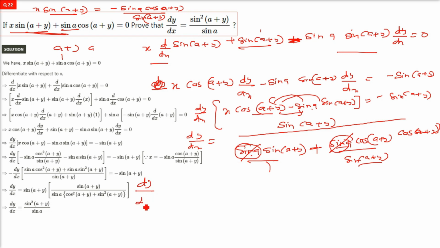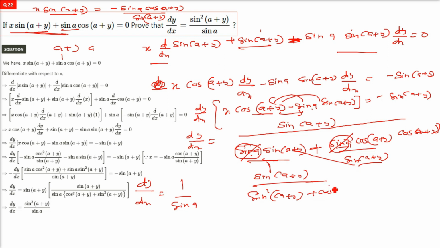So just assume that dy by dx, 1 by sin a I have already taken common, and then let us solve this now. sin(a + y) was already there, and now I am taking the LCM here without sin a. So sin square(a + y) it will be, and then we have this plus this cos(a + y), and cos(a + y) is already there, cos square(a + y). Denominator is sin(a + y). Now sin square theta plus cos square theta is going to be what? 1. So this you can just replace by 1.